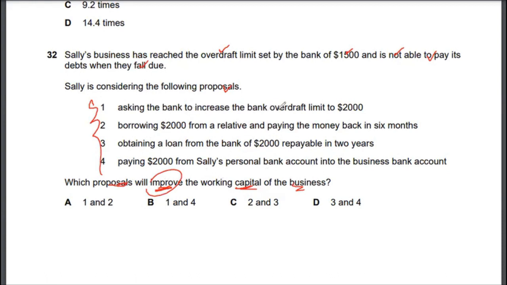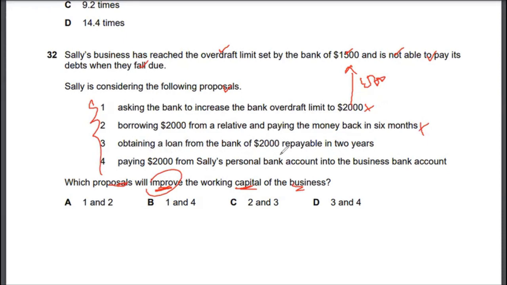So asking the bank to increase the bank overdraft limit to $2,000. Well, she's not able to pay $1,500. How do you think she's going to pay $2,000? So no, that is not going to help. Borrowing $2,000 from a relative and paying the money back in 6 months, again, that is not really going to help her.